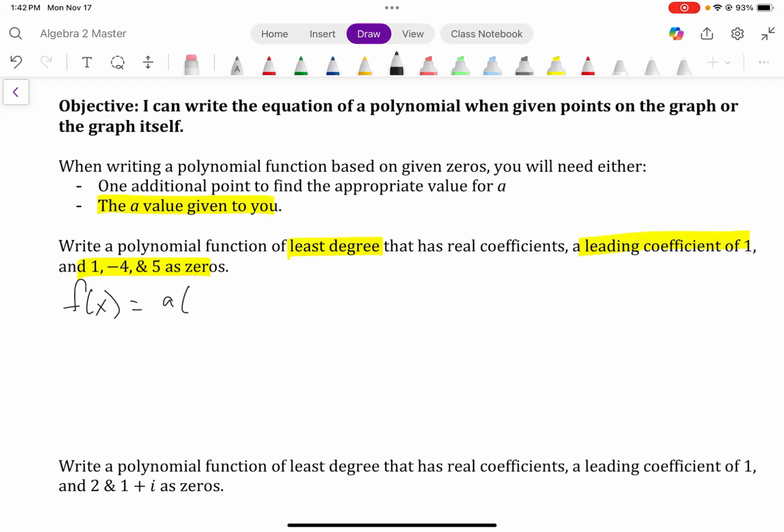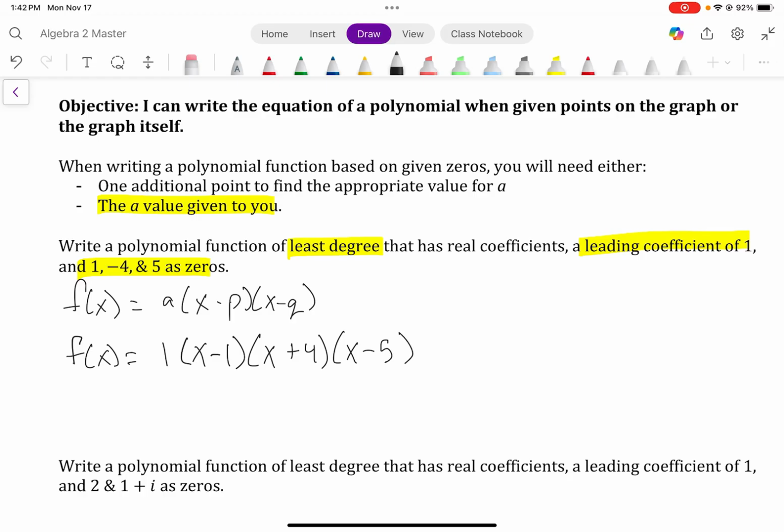In general, something like this is going to look like that. You're going to have an a value times your factors. Your factors are going to be based off of your zeros. So in this problem, my a value is 1 because my leading coefficient is 1. And then x minus 1 times x minus negative 4, which is x plus 4, times x minus 5. I'm just taking x minus each of the zeros that it gave me.